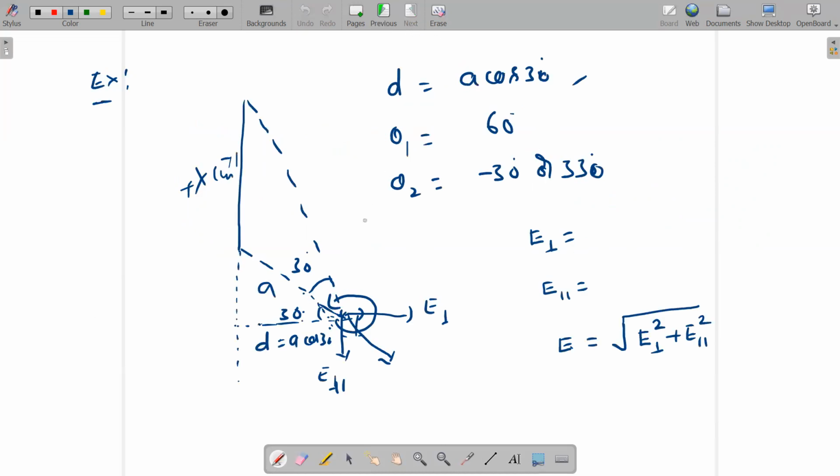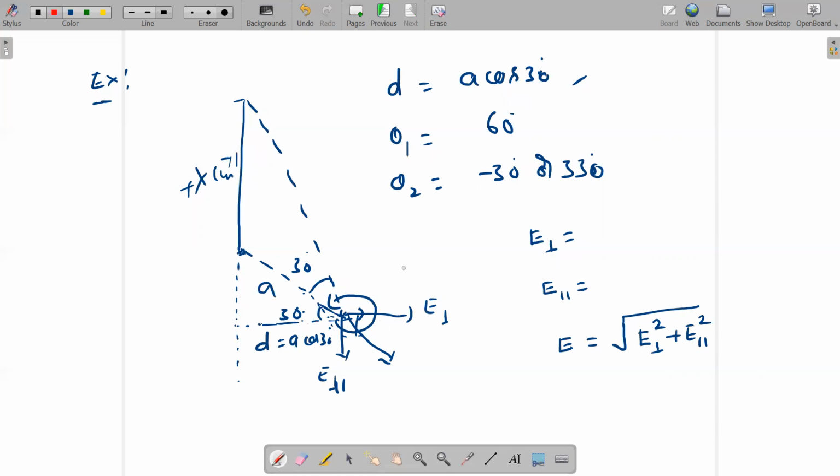Next question. See here, this is the conductor, with a starting point and an ending point. It is having finite length, right? And due to this, you are asked to find the total field at the point P, which is at a distance A from the bottom conductor. It is mentioned that it is making an angle 30 degrees with the horizontal, and the line drawn from the top end to this point is making an angle 60 with the conductor. These things are given.